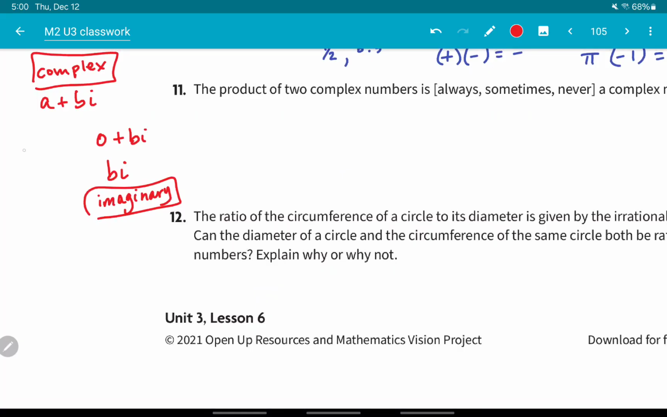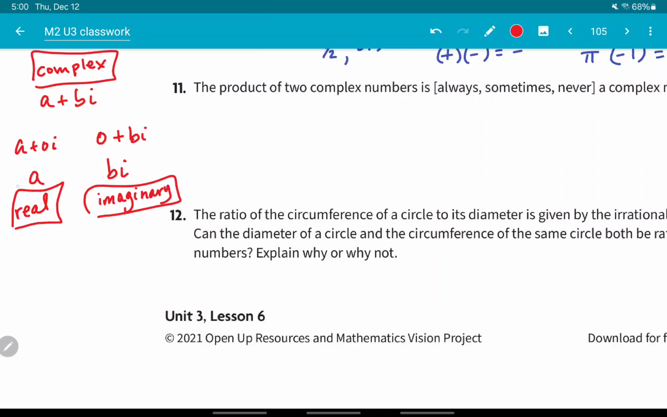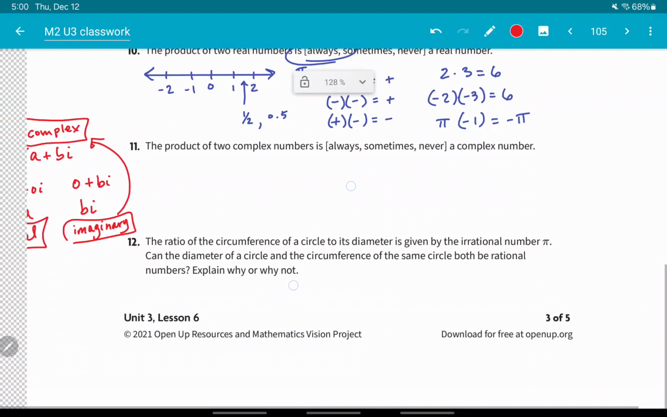Now let's say your b value was 0, a plus 0i. Well, now the imaginary part cancels out, and now you just have a, and now you have a real number. But the real number is also still a complex number. It's just a subset of the complex numbers. So let's take some examples over here.